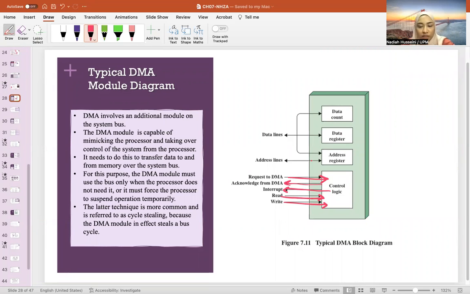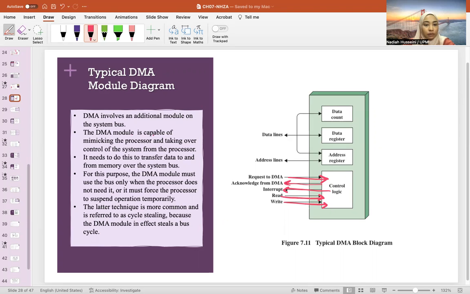The address register handles the data and also the address because the data has to be associated with some address. And the data lines are associated to the data count and the data register. If you try to understand it, I think it's not too bad to memorize it. Okay, so the DMA involves an additional module on the system bus. We know that the system bus handles the memory module, the processor module, the I/O module, and now if we are implementing the DMA, we would have the DMA module as well.